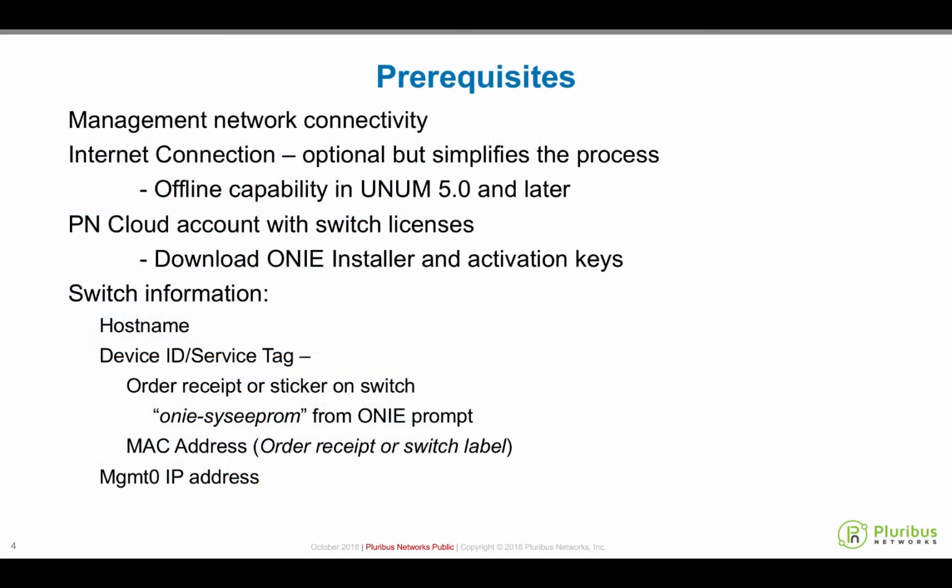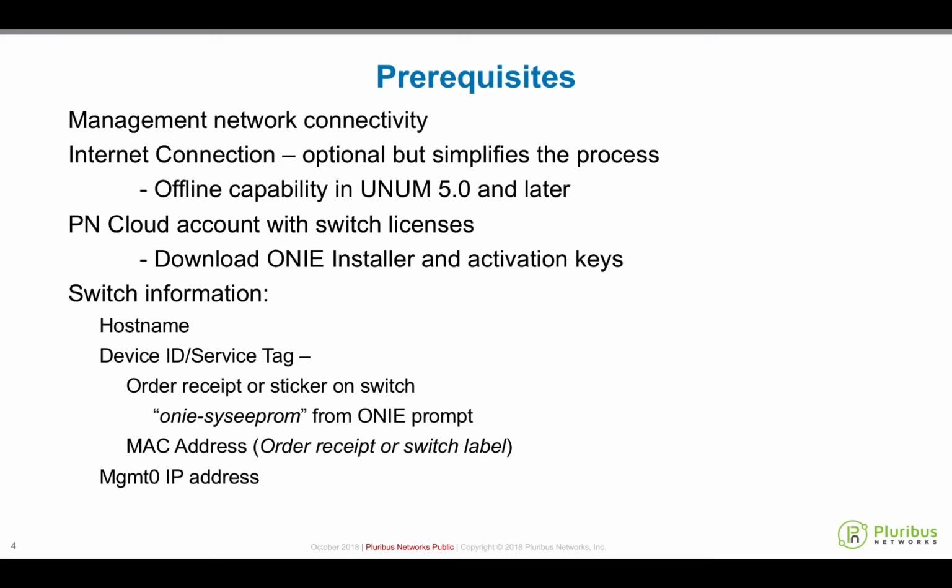There are some things you'll need to gather before beginning the switch provisioning process. Obviously, management connectivity between the switches and UNUM will be necessary. Also, an internet connection will simplify the process. However, with UNUM 5.0 and later, install files and activation keys can be downloaded from the Pluribus Networks cloud to a local machine and uploaded to UNUM. In either case, a PN Cloud account with ONVL switch licenses for each switch to be provisioned is necessary.